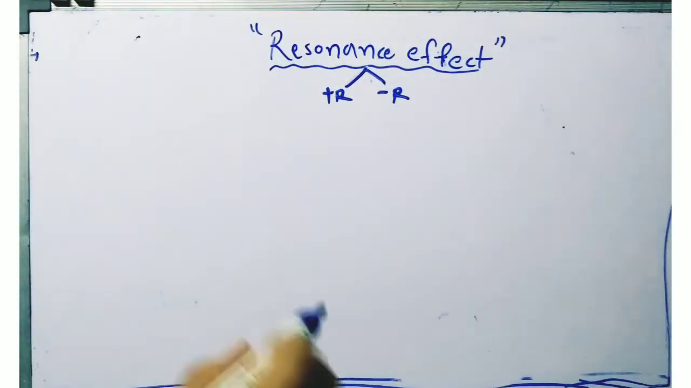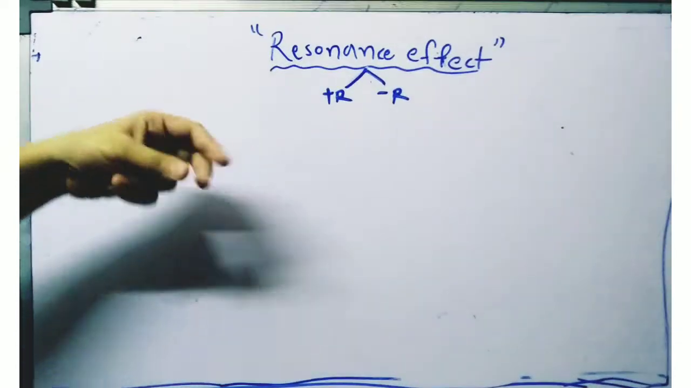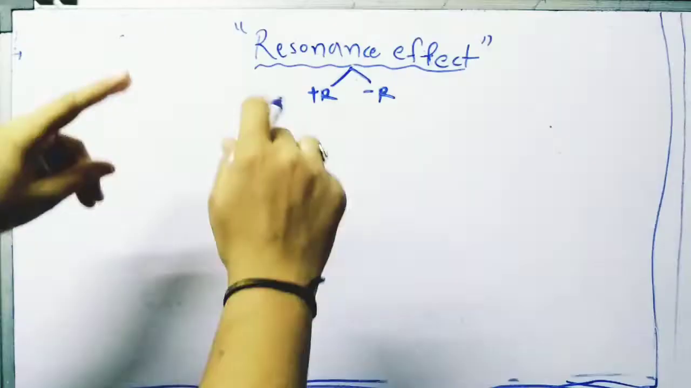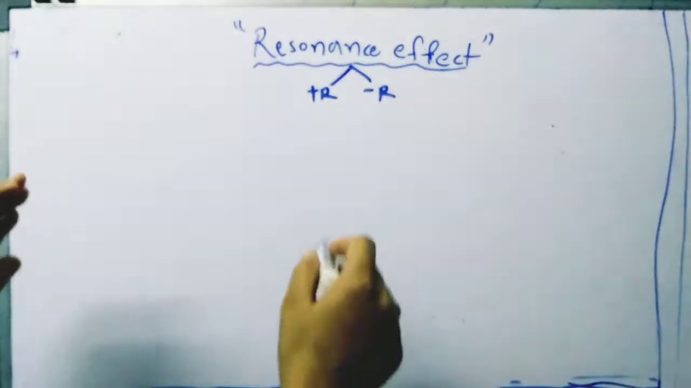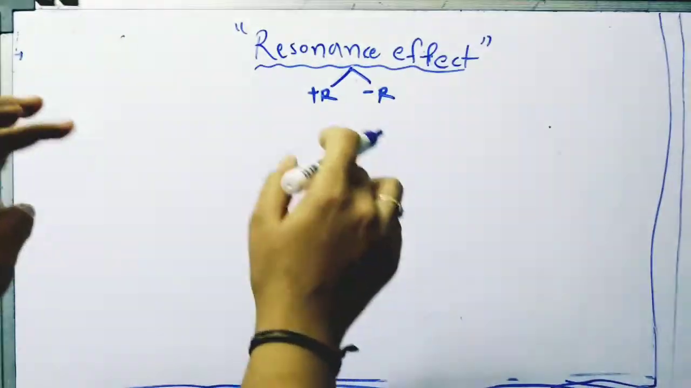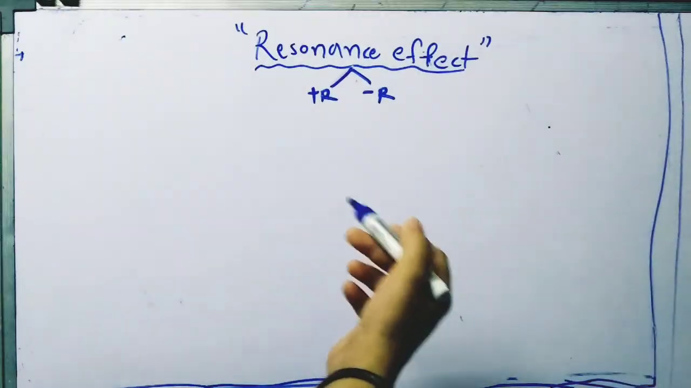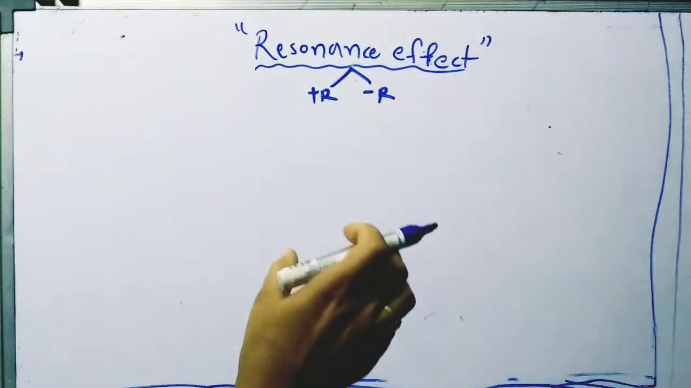When a compound can be represented by more than one Lewis structure, and the actual structure is the hybrid structure, or we can say the canonical structure, such a phenomenon is called resonance.